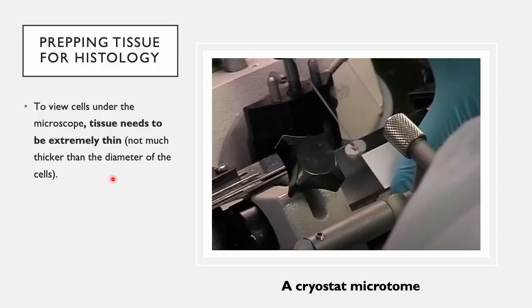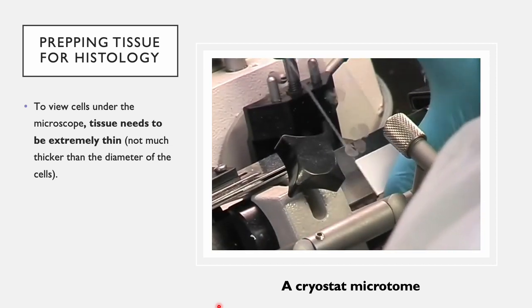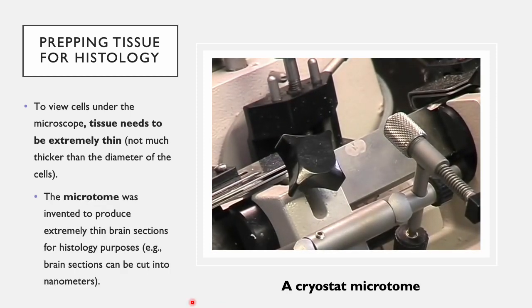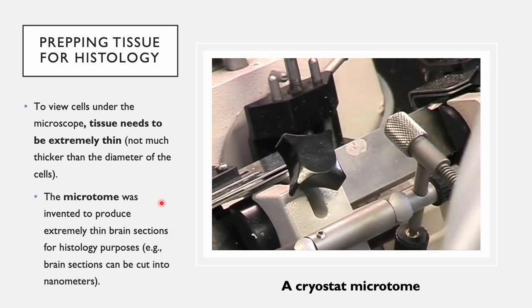We can view cells under the microscope due to this extremely thin section of tissue that's usually processed on something called a microtome. This is a video here of a cryostat microtome, and as you can see, the sections of brain tissue from this rat or mouse are extremely small. They need to be small because we only want to look at one single layer of cells.